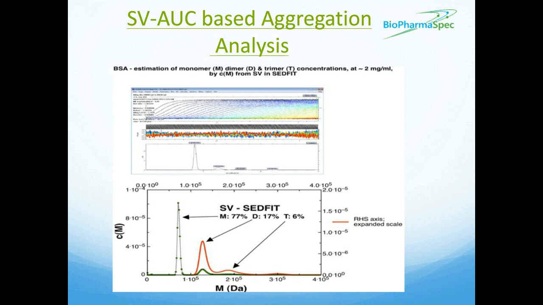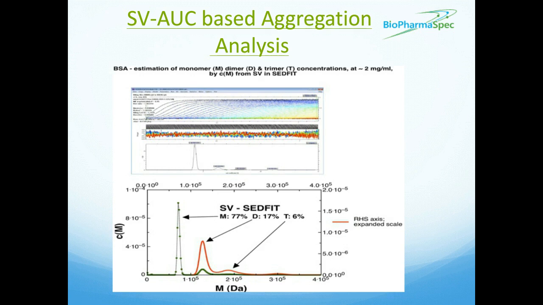And then you can convert this absorbance set of profile data with time against the known factors and the parameters that you've put in with regard to buffer density and this kind of thing. And you eventually come up with a sedimentation coefficient value.